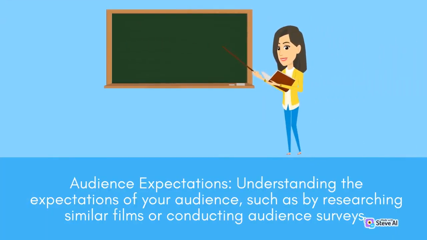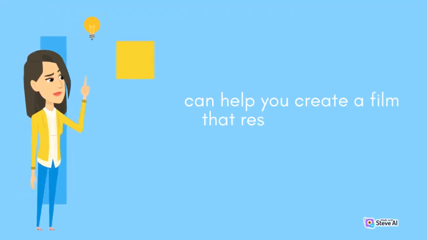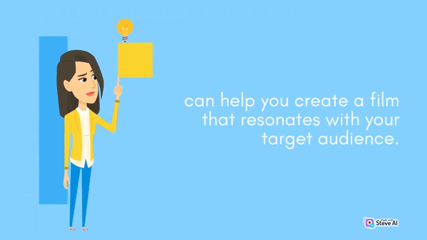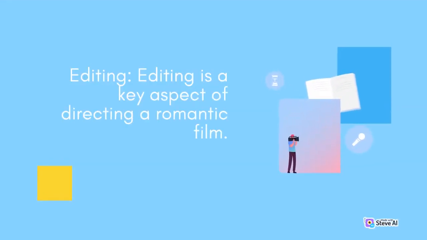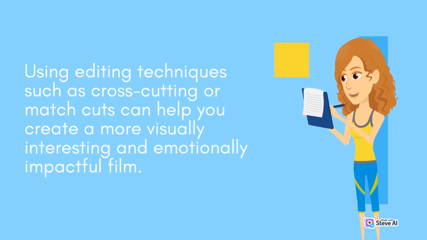Audience expectations. Understanding the expectations of your audience, such as by researching similar films or conducting audience surveys, can help you create a film that resonates with your target audience. Editing. Editing is a key aspect of directing a romantic film. Using editing techniques such as cross-cutting or match cuts can help you create a more visually interesting and emotionally impactful film.